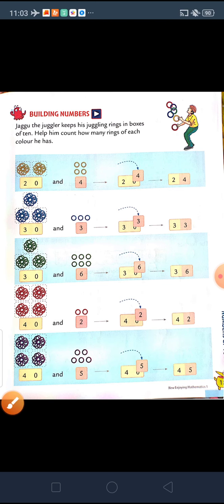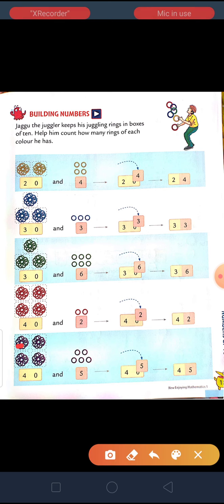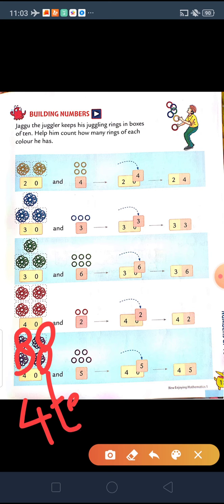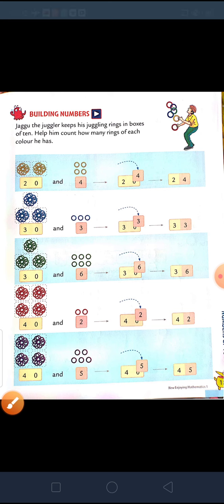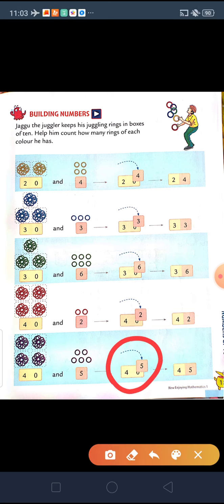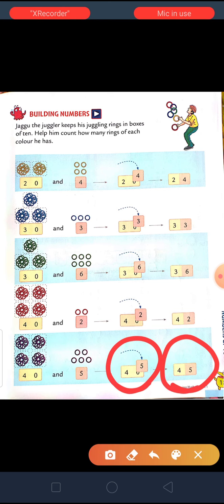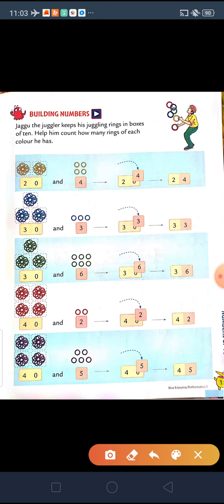Next are purple rings. In purple rings they have made 4 groups. 4 groups means 4 tens. And how many extra are there? 5 are there. So 4 tens and 5 will make 45. So like this you can build the numbers.